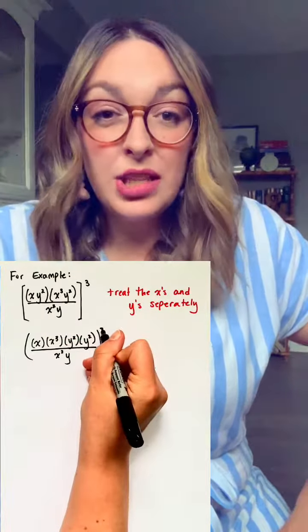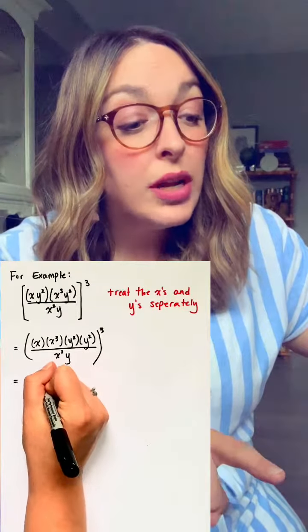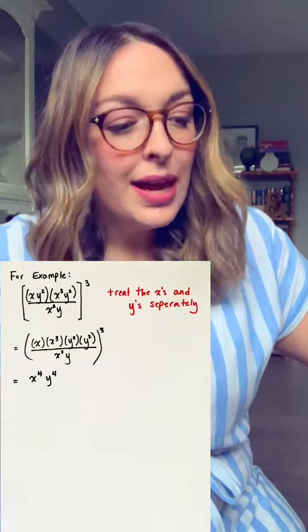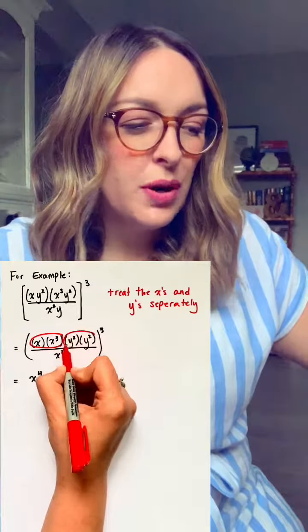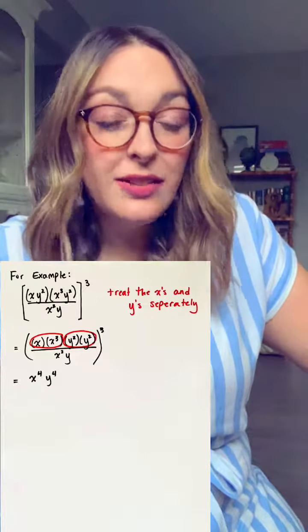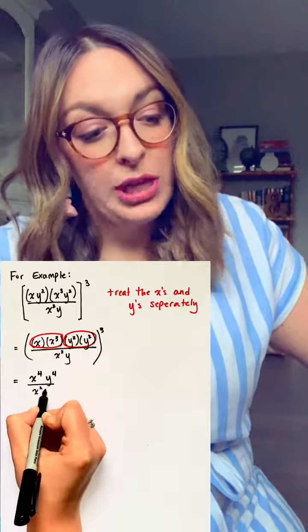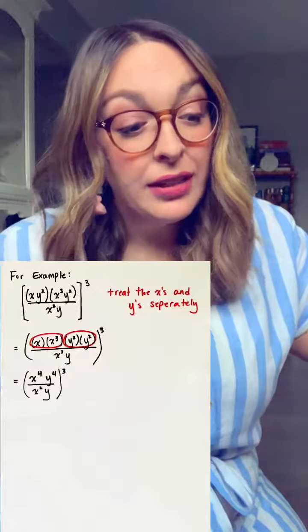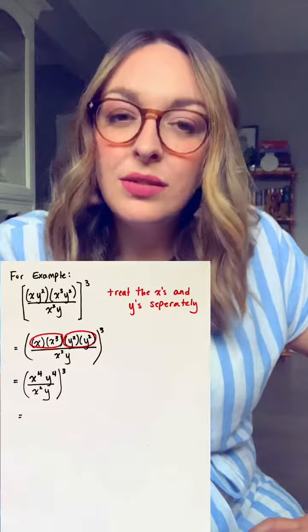So x times x cubed, remember x is x to the power of 1. So if I have 1 plus 3, that's 4. So I get x to the power of 4. Y squared times y squared is y to the power of 4. 2 plus 2 is 4. All right, and then I still divide that by x squared y, and I'm still raising that to the power of 3. Okay? Still ignoring the power of 3. Let's do the dividing now, because I can do that. But of course, I can only divide things with the same base.